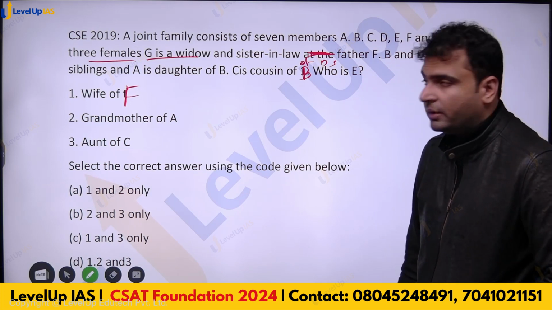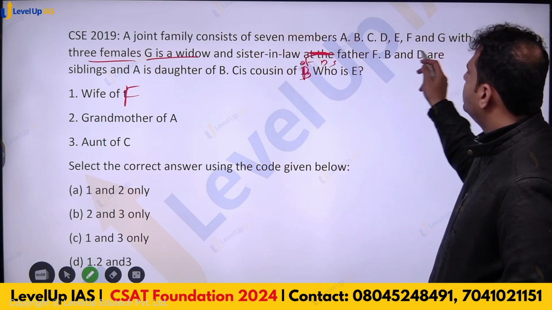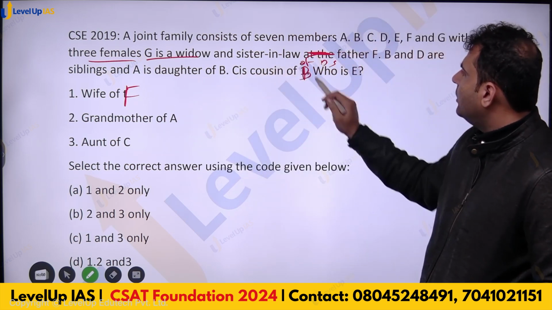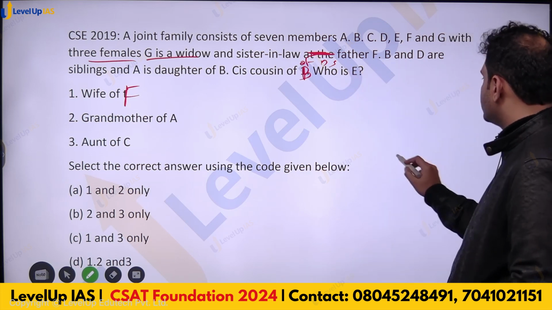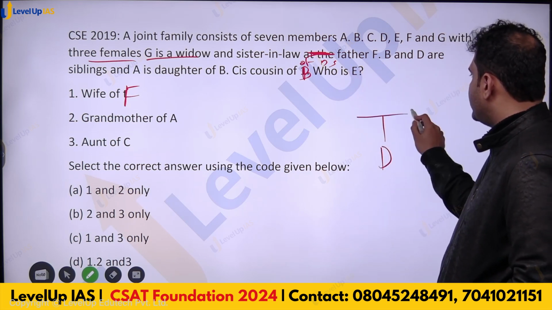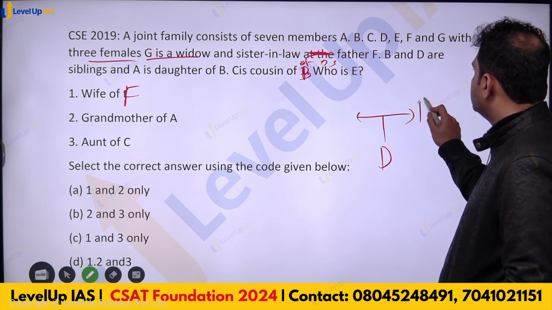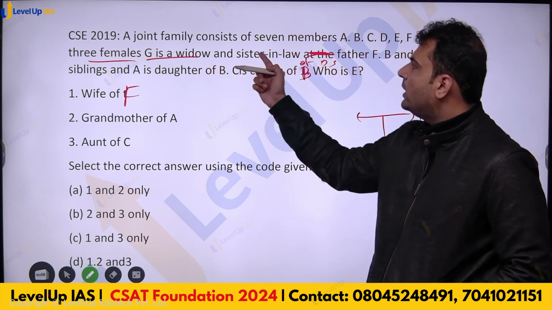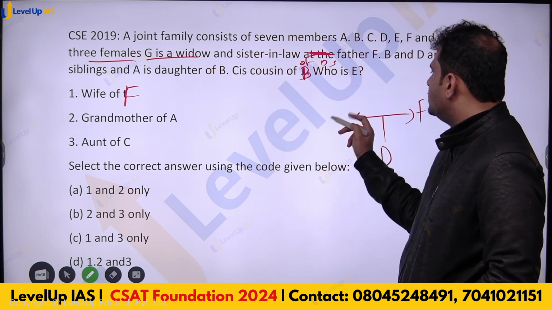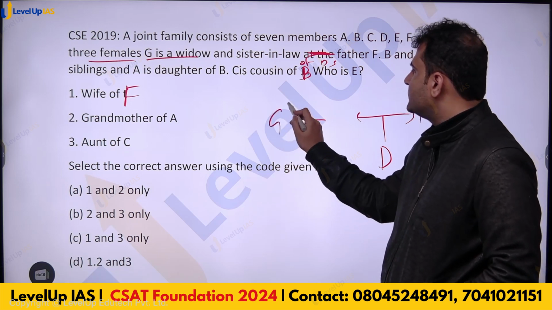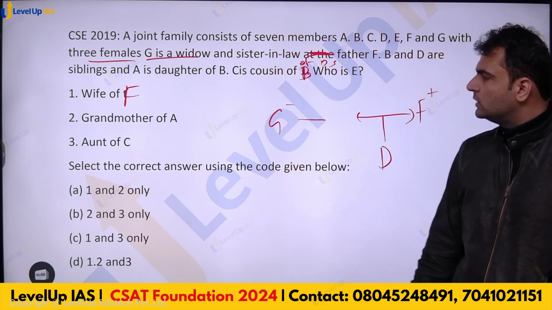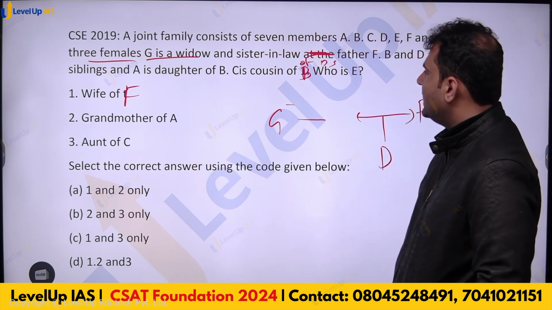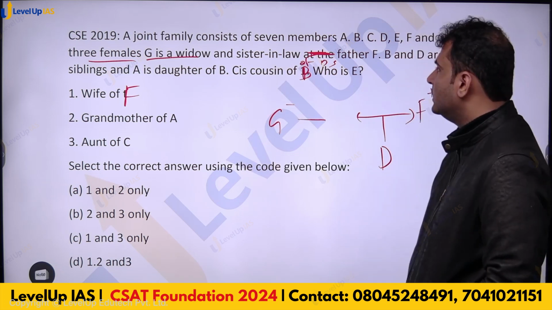Let us draw the family tree. Let us start with the first set of information. We have G as a sister-in-law of D's father F. So we have person D. He has parents and father is F. So father, so he is a male, and G is a widow and a sister-in-law. Sister-in-law meaning his wife's sister. And because she is sister-in-law, she is female, and she is a widow. So her husband has died, so he is not one of the 7 people.